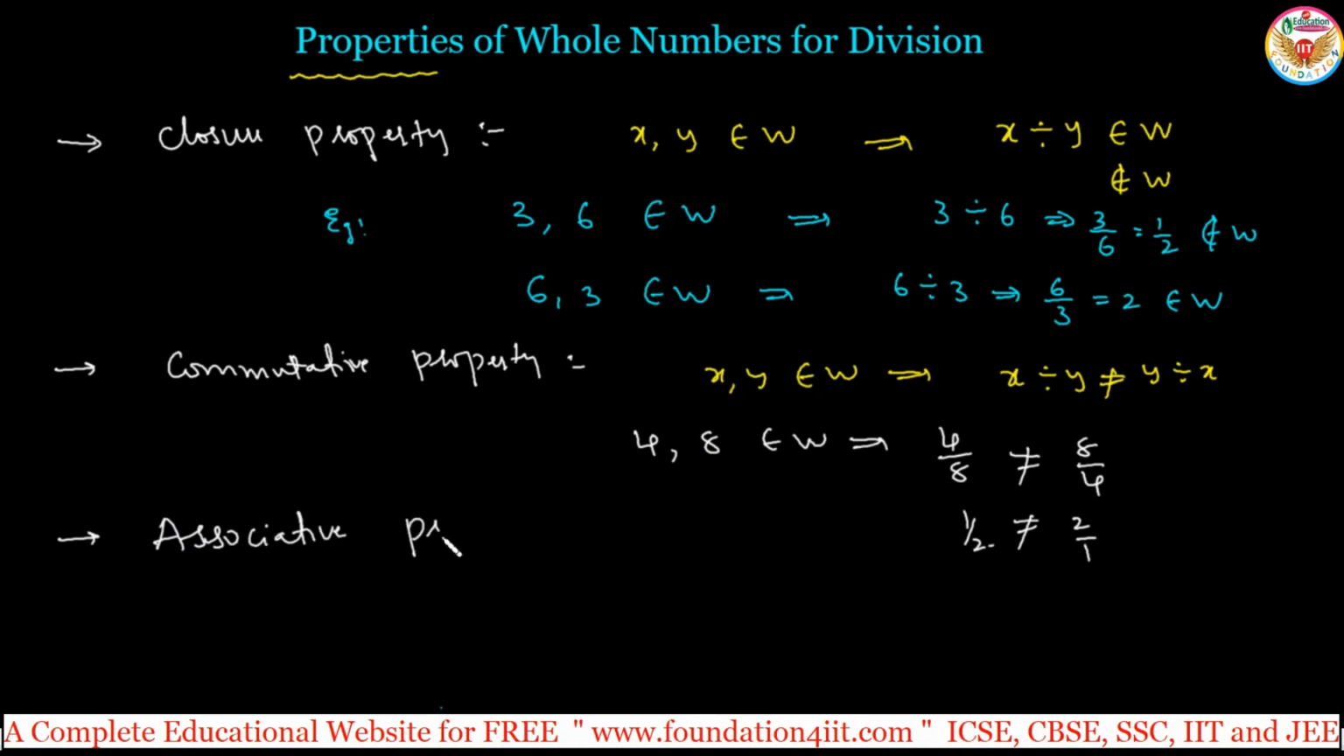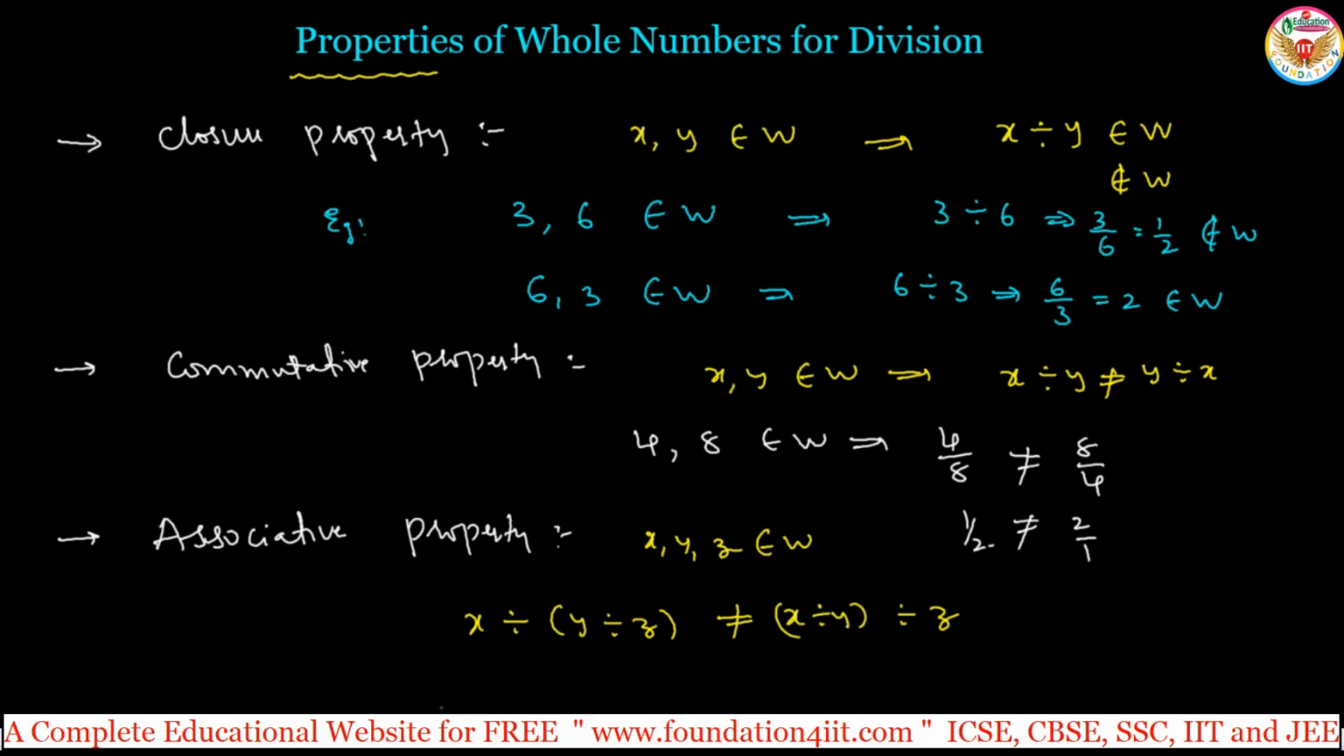Associative property, according to this, take three whole numbers. If x, y, z belong to whole numbers, then (x divided by y) divided by z is not equal to x divided by (y divided by z). So this is the truth: division of whole numbers is not associative.